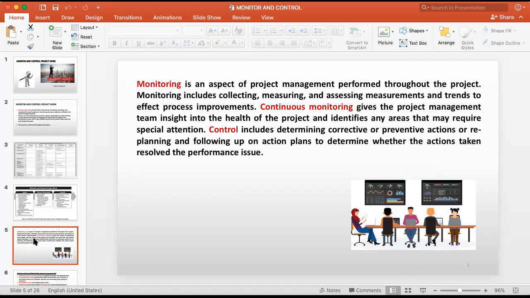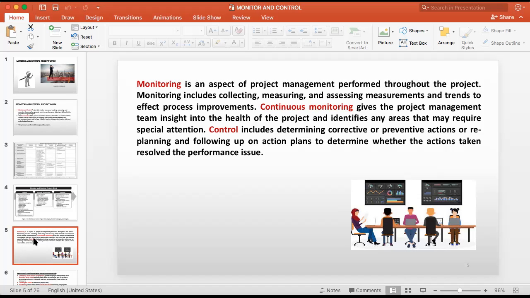Sometimes some things will be lessons learned. Even if you can't change this one and you will have some adverse effect, you will learn something for the next project. So monitoring, this collecting, measuring and assessing, is very important in carrying out project work. The monitoring part is fully engaged in this type of work.